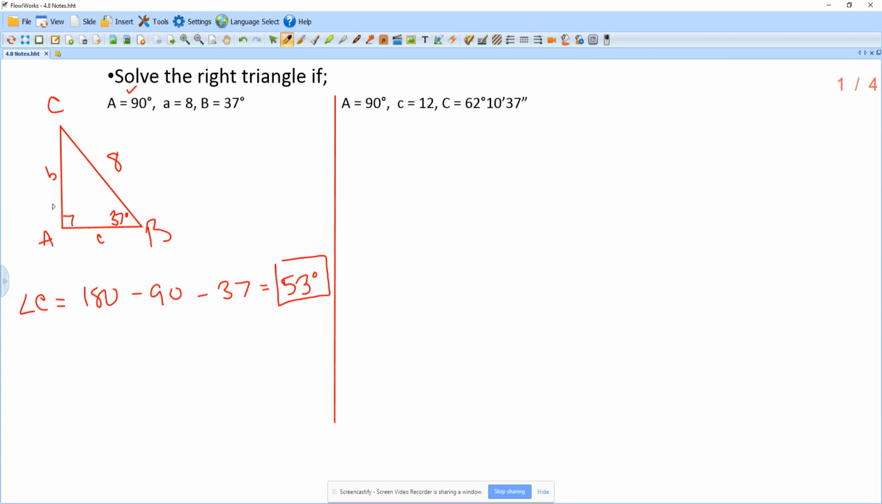For side C and side B, now is when you're going to use some trig. So I know this is 53 degrees. If I look at angle 37, I can say that the sine of 37 degrees is opposite over hypotenuse. So that's B over 8. And if I solve for B, I get B equals 8 sine 37 degrees. When you're putting this in a calculator, it's in degree mode because it says degrees. So you get B is equal to, let me look at, 4.81.